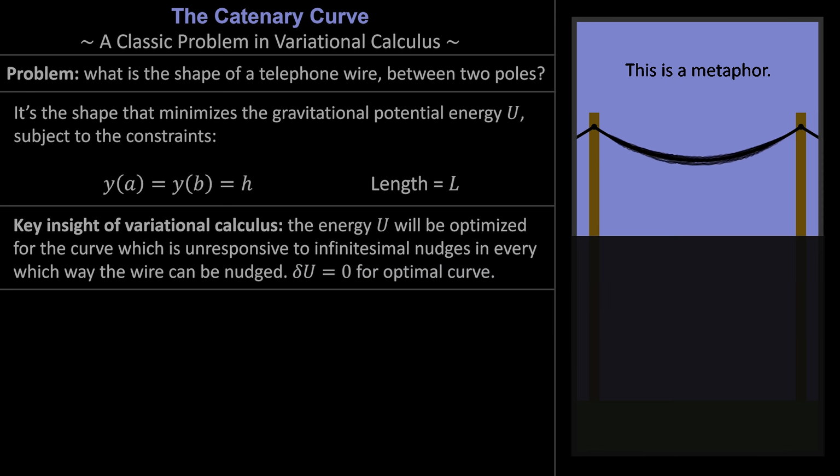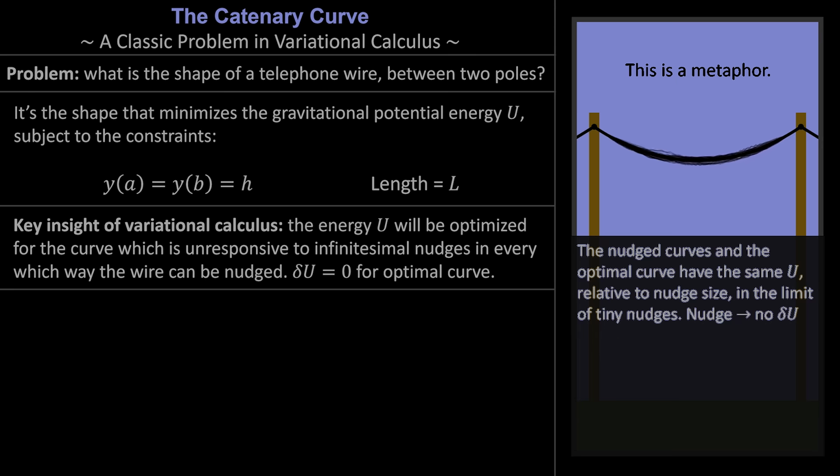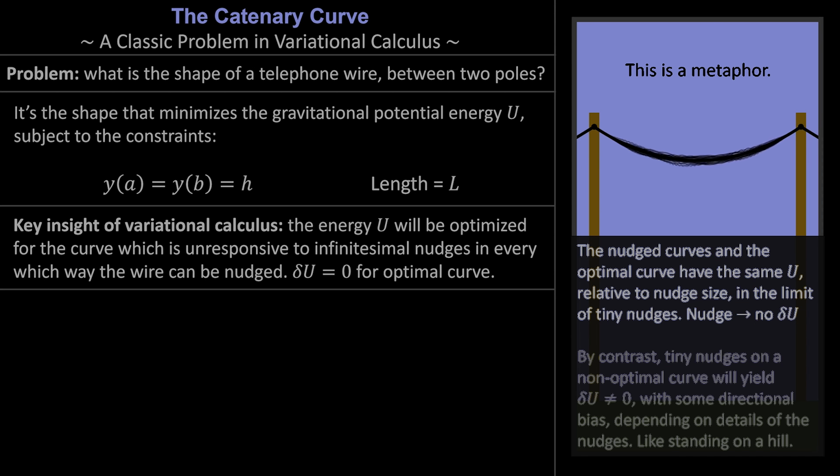So in this case, if we took the telephone wire and we imagined giving it a little tiny nudge up and down here and there, the variation that we'd find in the gravitational potential energy for the optimal curve is going to be zero. And that's a special property of the equilibrium solution. This is roughly analogous to doing an optimization problem in calculus, where you can look for the optimal points by looking where the derivative is zero.